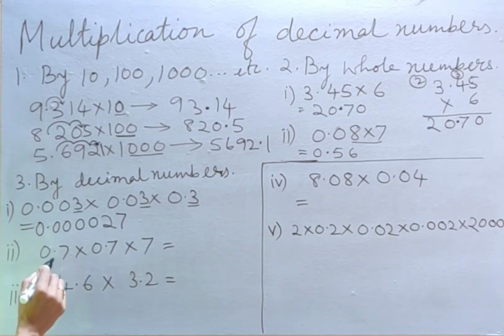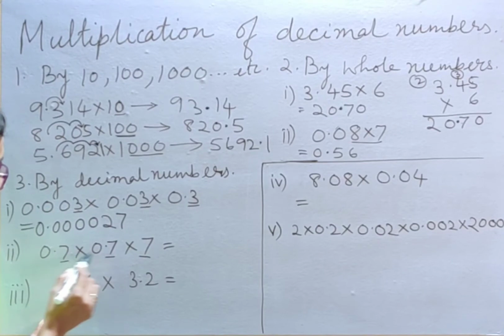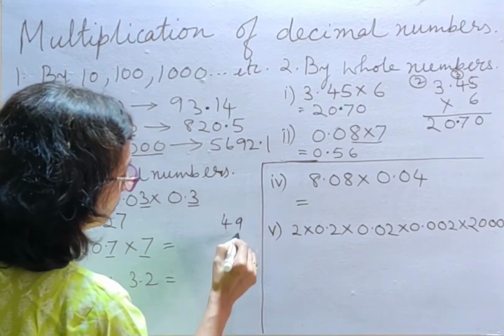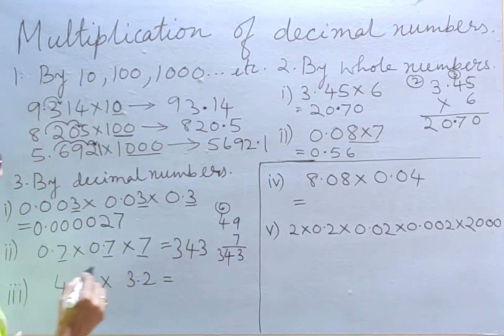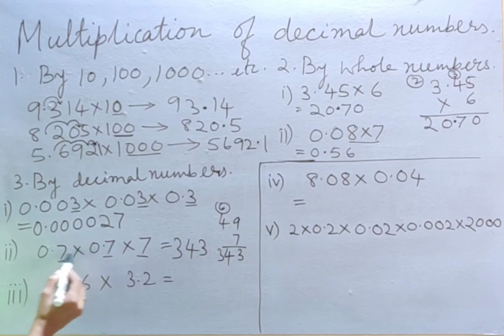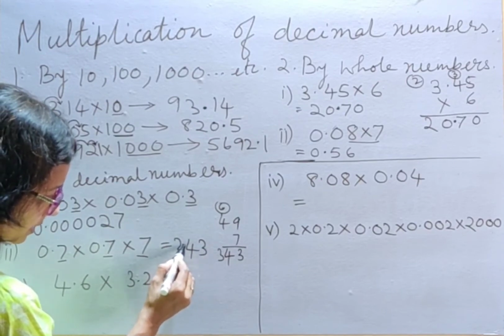Now next we'll do the next multiplication, that is 0.7 into 0.7 into 7. Just multiply the numbers. Only the 7s you multiply first. So 7 7s are 49. 49 into 7 is 343. So 343. Now how many decimal places are there? 2 decimal places. You can see 1, 2. So just put the decimal point before 2 digits.